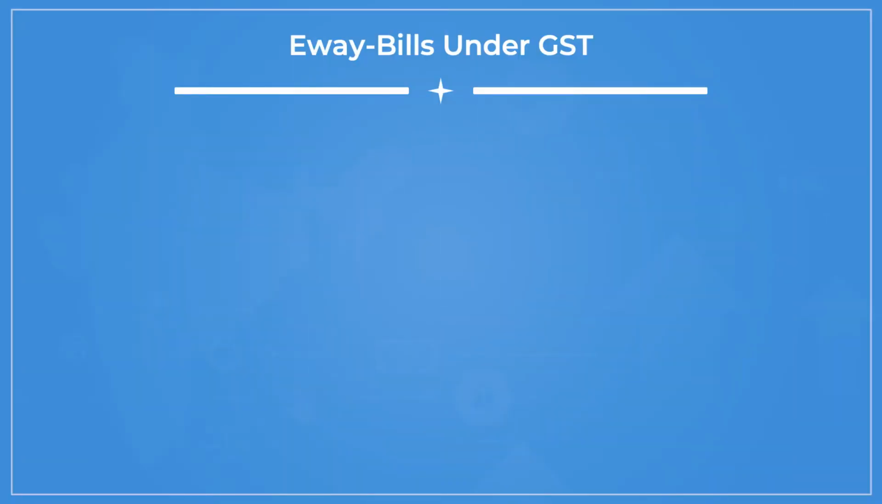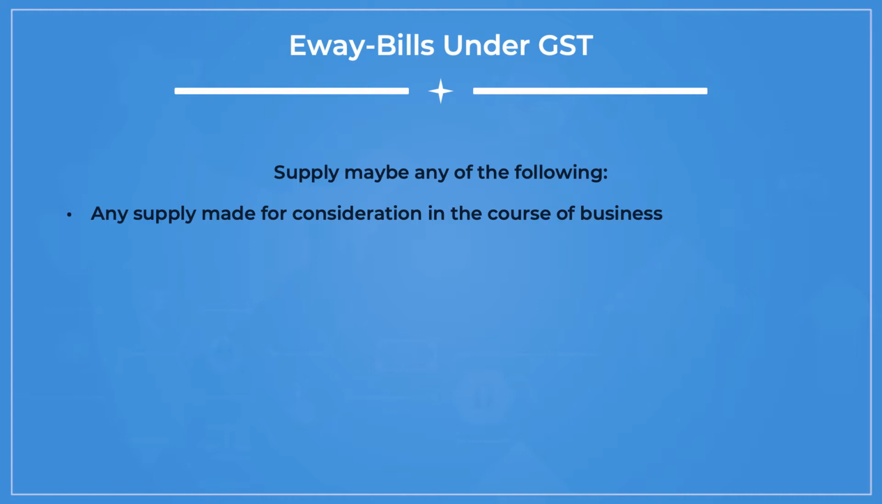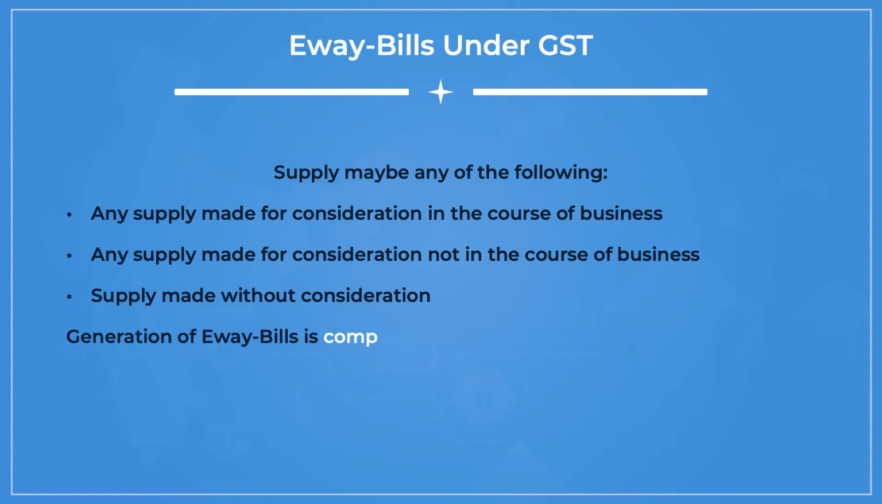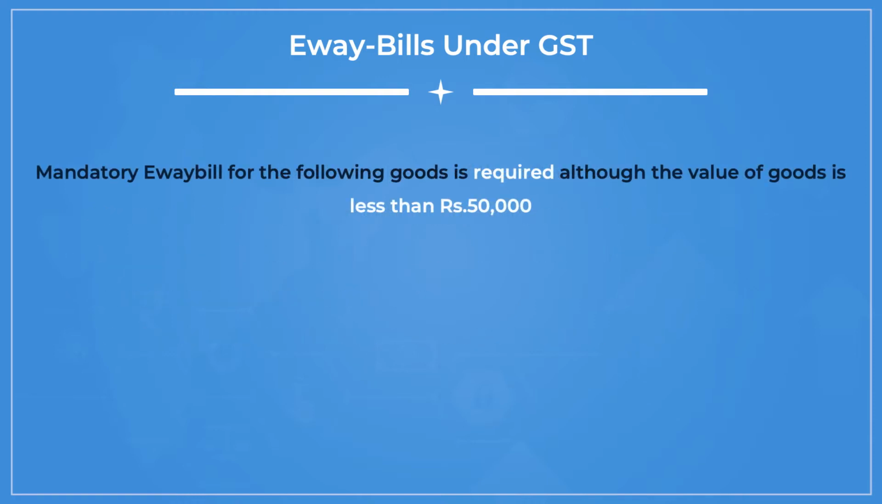For this purpose, supply may be any one of the following, namely any supply made for consideration in the course of business, any supply made for consideration not in the course of business, or supply made without consideration. In simple terms, it is clear that generation of e-way bills is compulsory in all the above cases. It is noted that for certain goods it is mandatory to generate e-way bills even when the value of goods consigned is less than rupees 50,000.